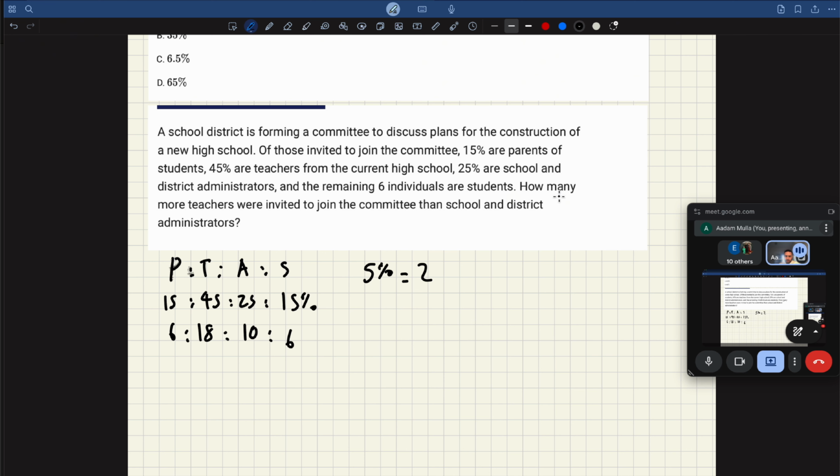Now I can look at the last bit. It says, how many more teachers were invited to join the committee? So I'm looking at teachers, then school and district administrators. Okay. You can put your answers in the chat. I won't tell you where it is yet. Go off based on your working out, not based off my working out, just so I know how people are doing. You can press enter when you're ready.